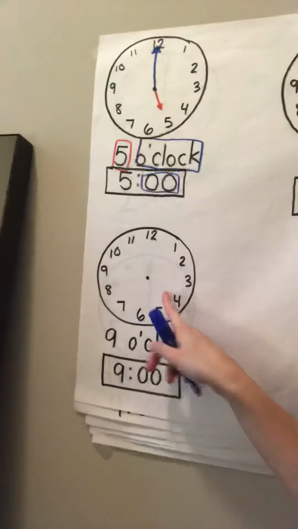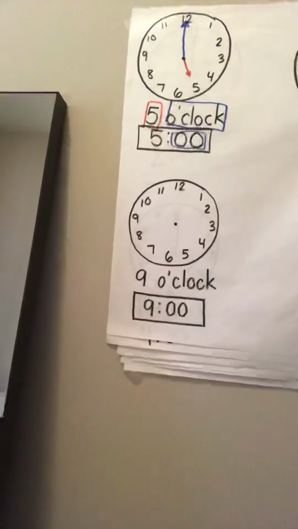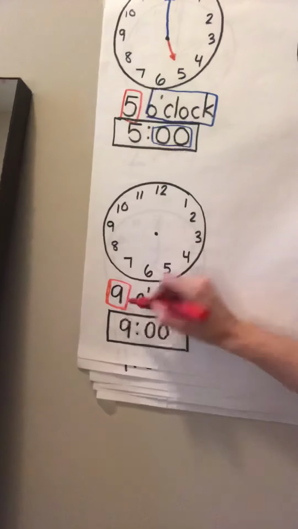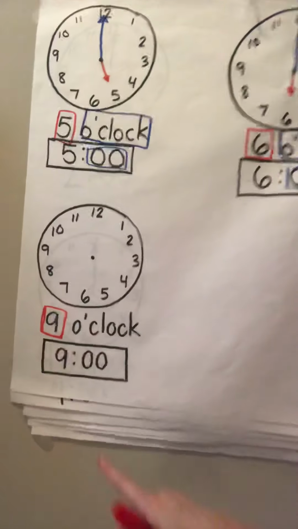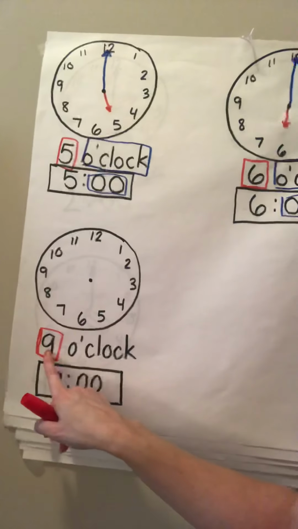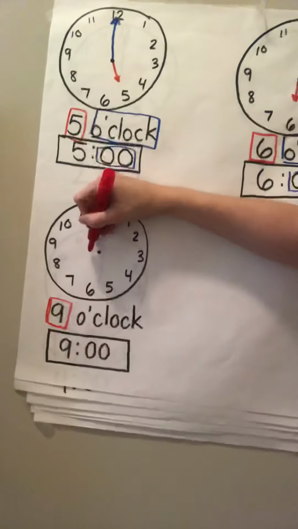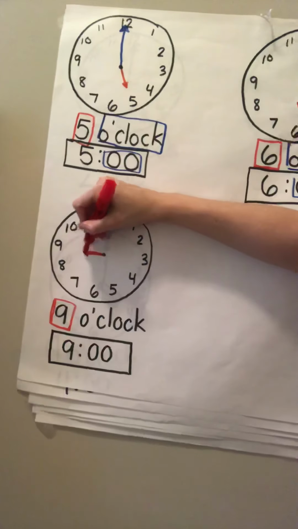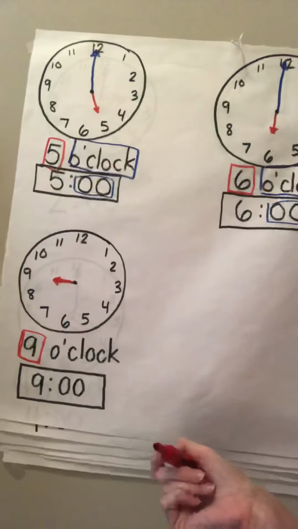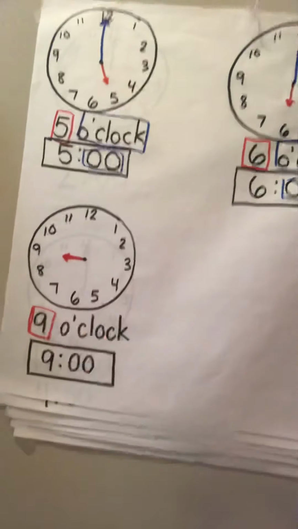I want to try one more here. So again, our first number when we're telling time tells us the hour. So I can draw my short hand, the hour hand. So it says 9 o'clock. So where does my hour hand go? Right at the 9. So again, I'm going to draw it nice and small. Notice I don't draw it all the way over because then that would look like a minute hand. So it's nice and short.